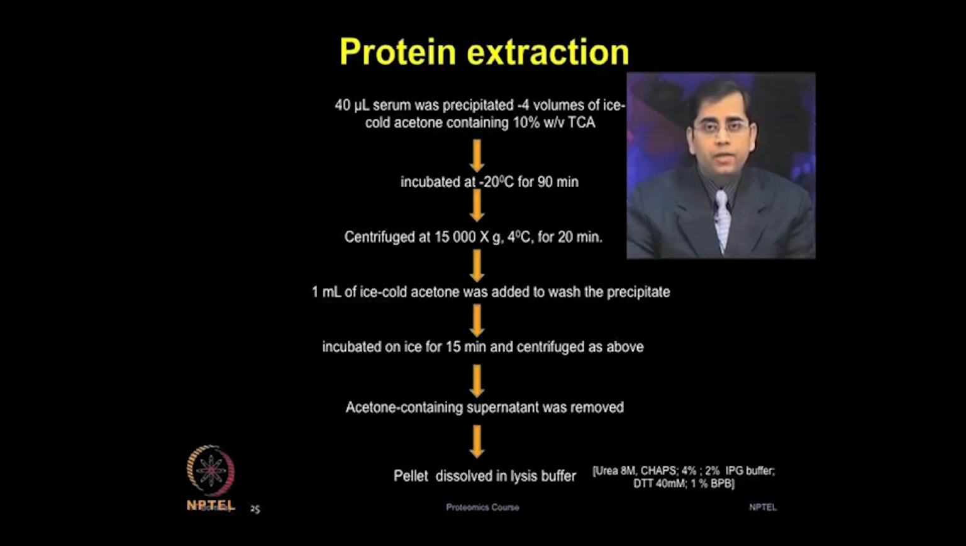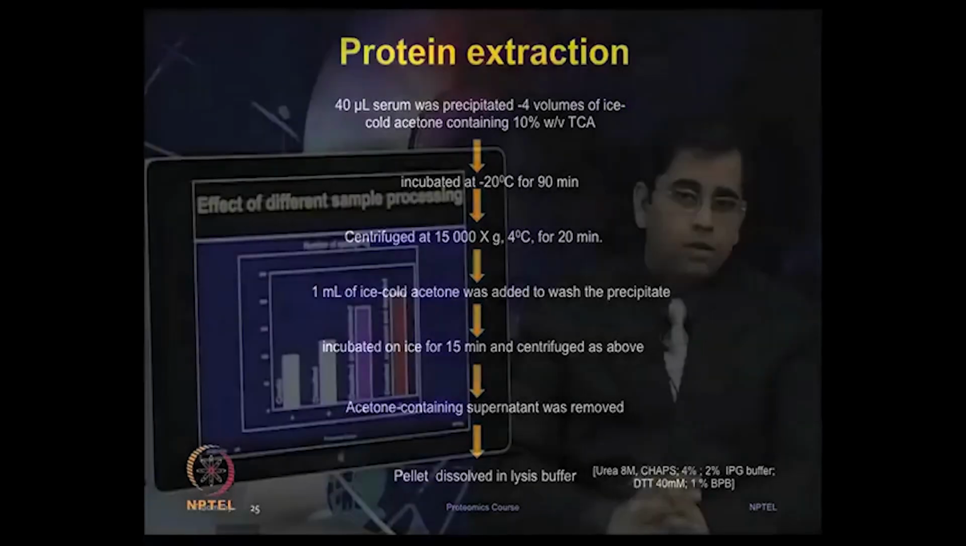The acetone-containing supernatant was removed, and then the pellet was dissolved in the lysis buffer. The recipe for the lysis buffer we have talked about earlier when we discussed sample preparation, and it is also mentioned in the slide here. You can use urea, CHAPS, IPG buffer, DTT and BPB.